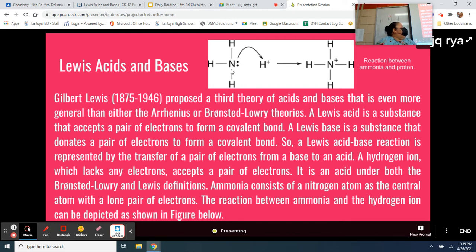Nitrogen, NH3, is going to be my Lewis base. I know, but that's the reading. I forgot to put above. Okay, so nitrogen, NH3, ammonia, will be my Lewis base. Hydrogen will be my Lewis acid because he's accepting those pairs of electrons.